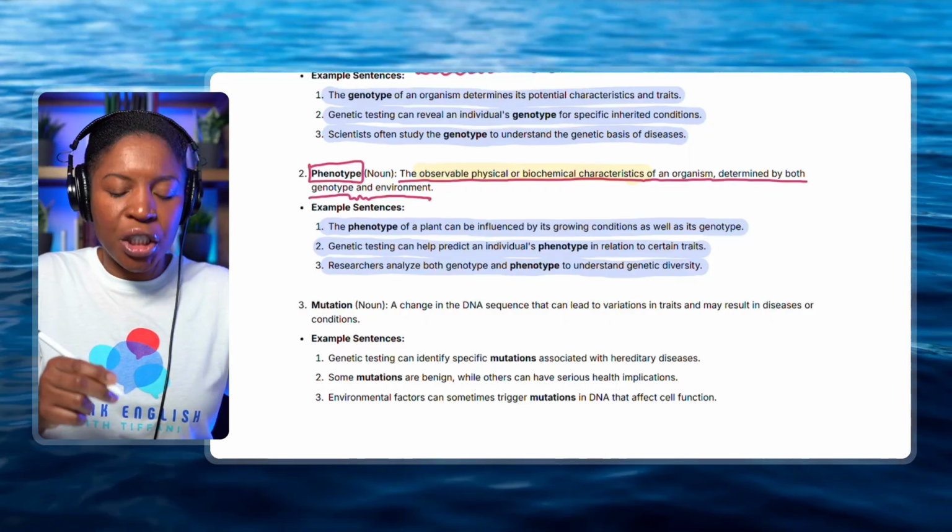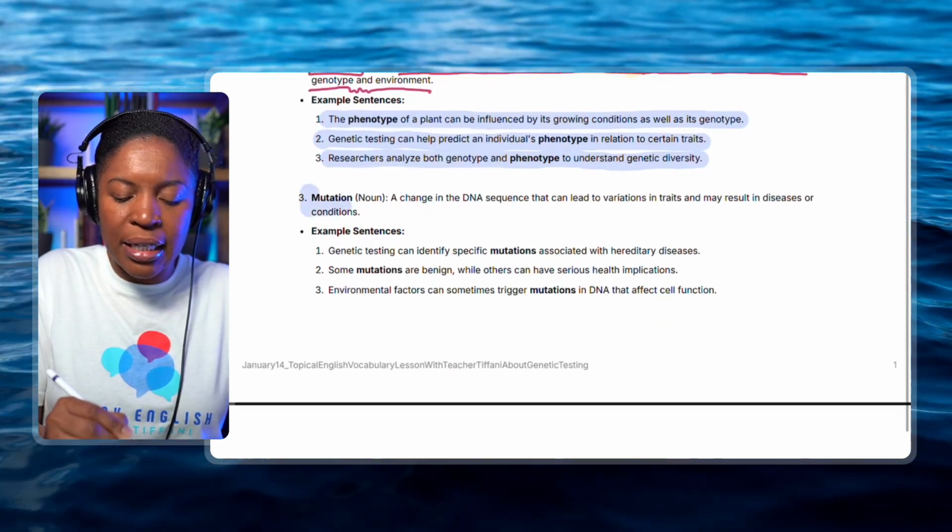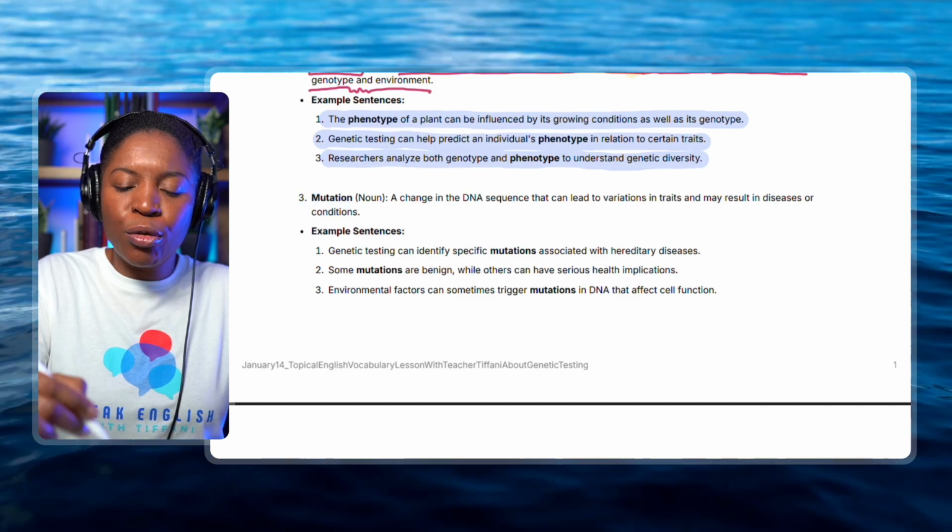Very good. All right. Now I'm going to remove the S. Sometimes we have an S, sometimes we don't, depending on if it's plural or singular, all right? So mutation. Last time after me. Mutation. Good job. All right, so the third term we have relating to this topic of genetic testing is mutation. What is a mutation?